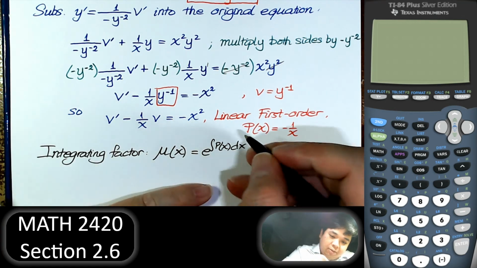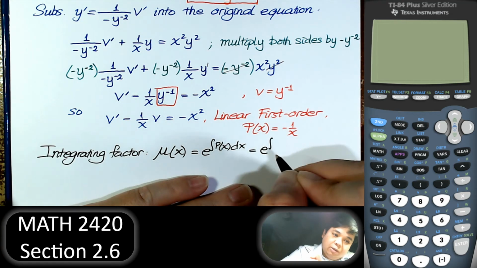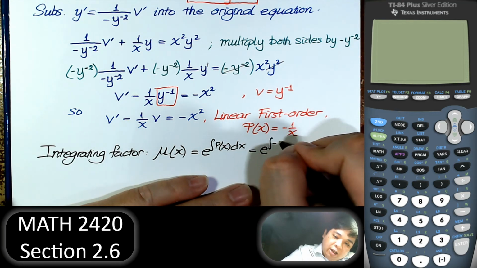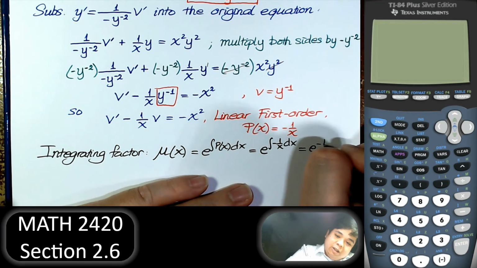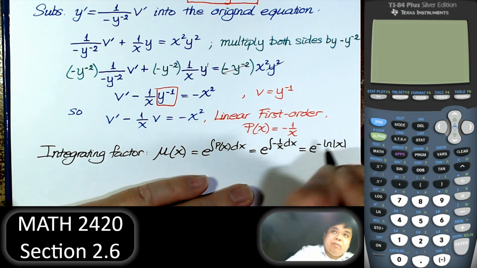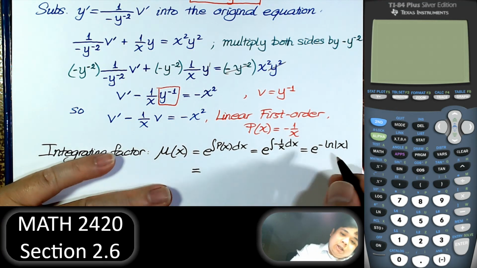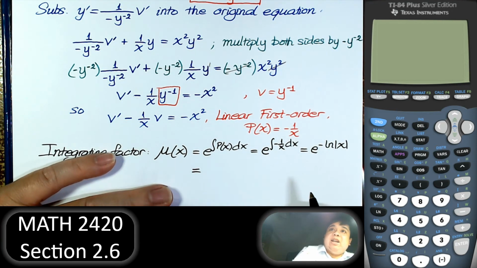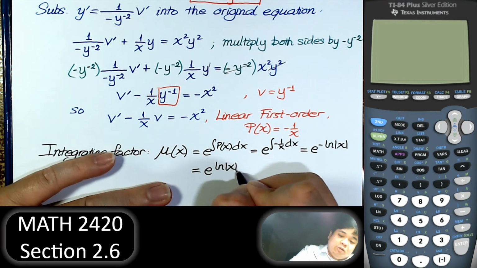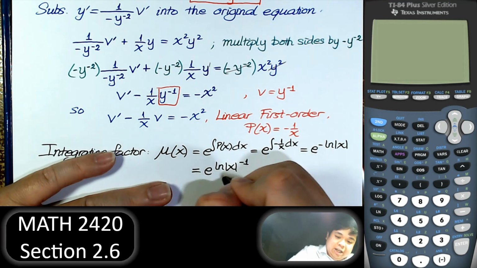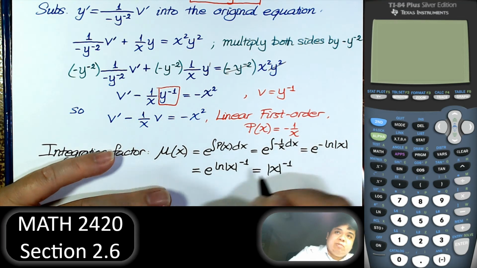e to the integral of negative 1 over x dx will be e to the negative ln of absolute value of x. So the negative can go inside, and we write e to the ln of absolute value of x, to negative 1. e and ln cancel out, that is x to negative 1.